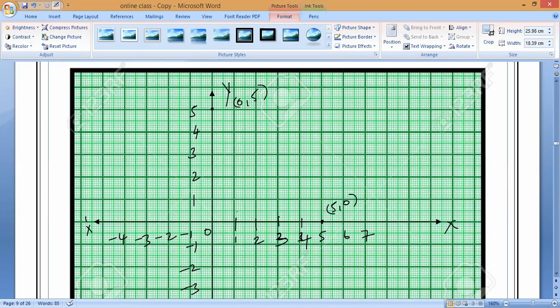Respond. Second equation, first point. Same points, correct? 0, 5, sir. 5, 0. Okay. Same thing again. Next, second point, again the same thing, 5, 0. How many solutions? Infinite many solutions. They are points. Infinite solutions, correct?